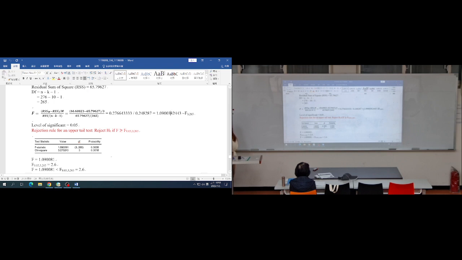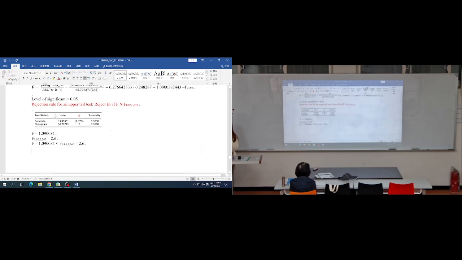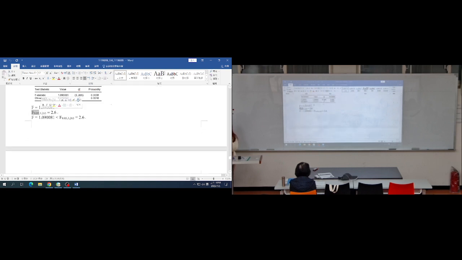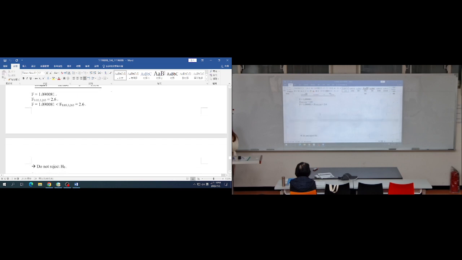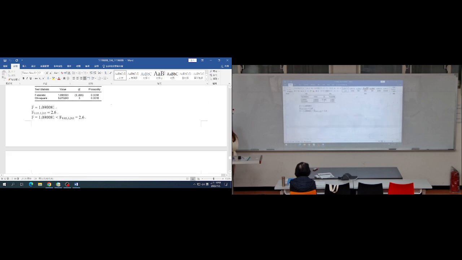I saw that in Gretl, Zoom, it had the same result as this one, and in EViews, when I run it, it had this one. But I mostly use EViews, so I use this number to compare. And this number, I take it from the book, 2.6.